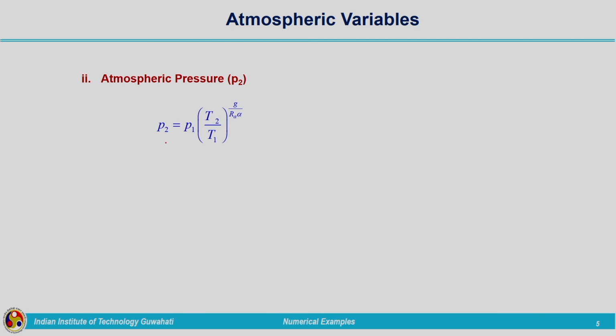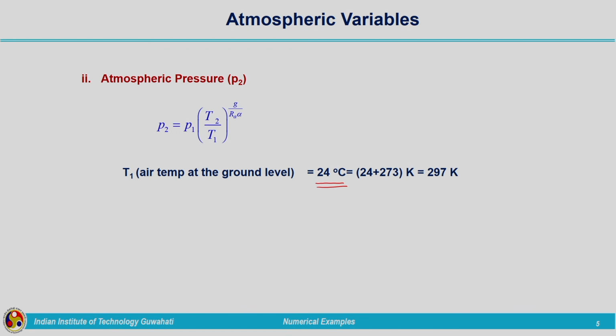P2 is a function of P1 multiplied by T2 by T1 to the power of g by Ra alpha. All these variables on the right hand side are known to us. So, we will substitute T1, the air temperature at the ground level, that is given as 24 degrees Celsius. But we need to substitute it in this expression in Kelvin, because we have made use of the ideal gas law. So, in that the temperature should be put in Kelvin. Corresponding to 24 degrees Celsius, we have the value of 297 Kelvin.